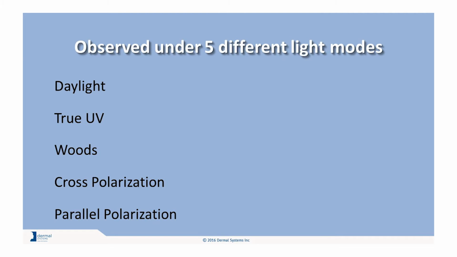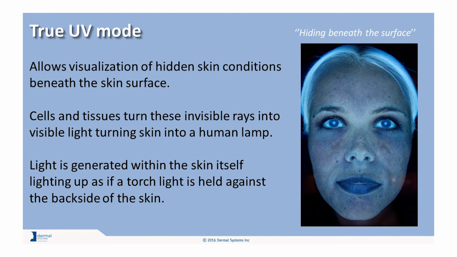The modern technology now allows us to see true UV. This allows for visualization of the hidden skin conditions beneath the skin surface, and visible UV light is projected onto facial skin. These invisible rays have the capacity to actually travel into the skin. Inside of the skin, the cells and tissues have a natural capacity to turn these invisible rays into visible light, and in this way effectively turns the skin into a human lamp.